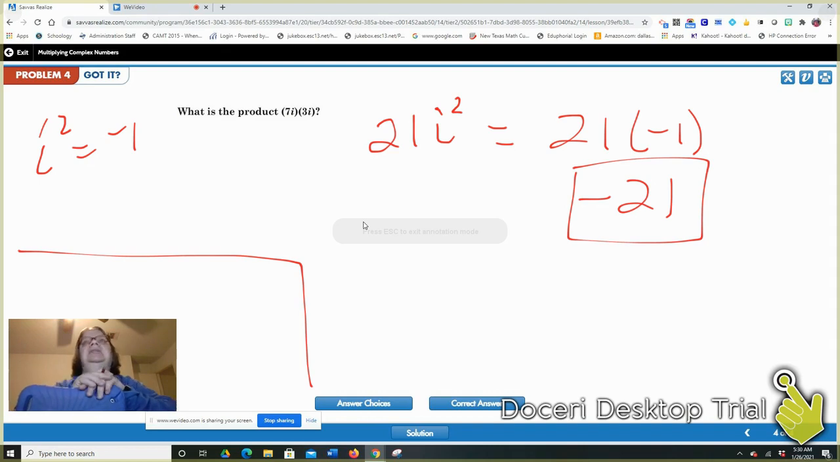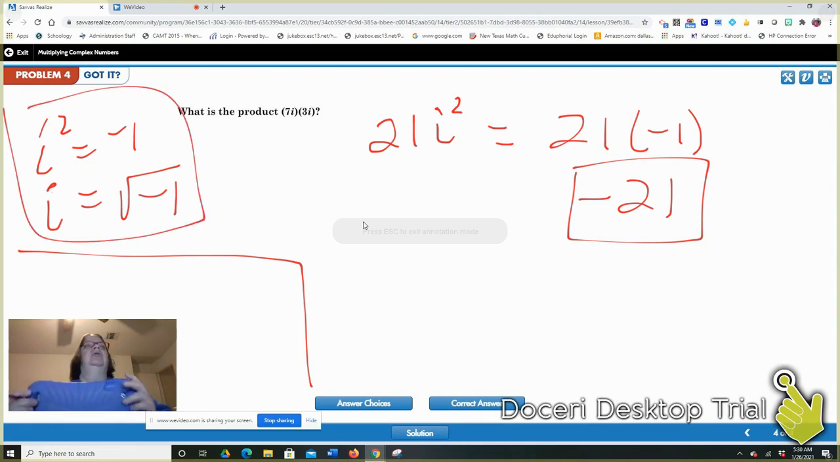So what have we done? We've simplified using i as the square root of -1. We've added, understanding that that's like adding or subtracting like terms. And then we have multiplied, remembering that i squared is -1, and that changes signs.